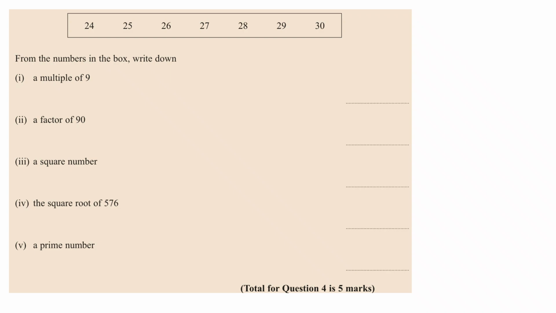So what I meant to say for part I, the answer was obviously 27. For part II, a factor of 90. So a number or a set of numbers that goes into 90 cleanly with no remainder. So write it as like a factor pair. So 1 and 90, because 1 times 90 is 90.